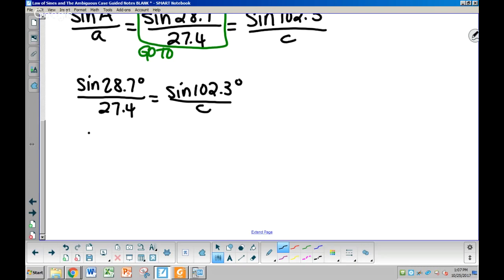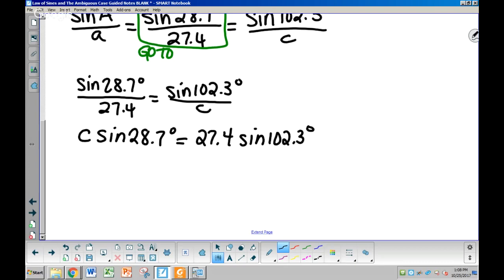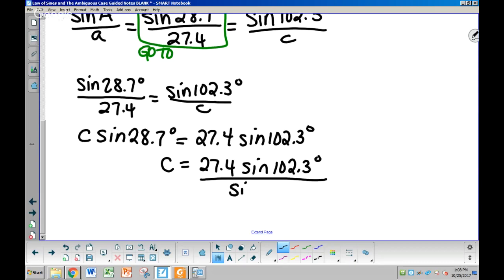I'm going to cross multiply and get little side C times the sine of 28.7 degrees equals 27.4 times the sine of 102.3 degrees. Now, I don't put anything in the calculator until the very end because then I don't have any rounding issues. All right, and then to solve for little side C, what do we have to do? Divide both sides by the sine of 28.7 degrees. So this is going to be 27.4 sine of 102.3 degrees over the sine of 28.7 degrees. So can you tell me what that is?